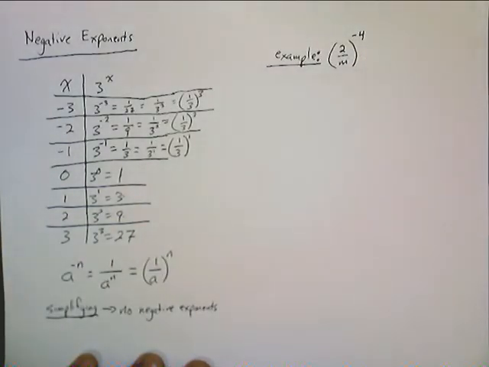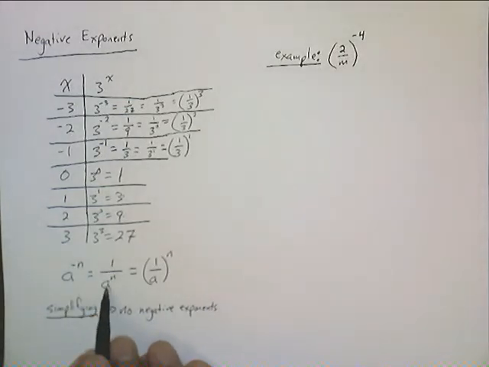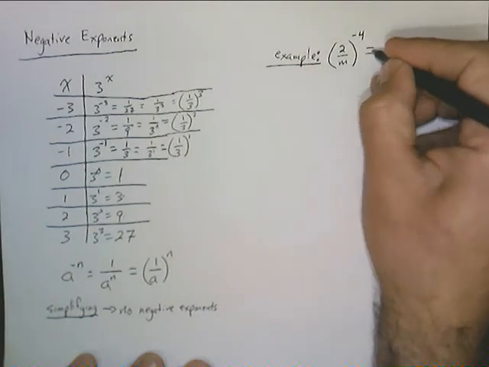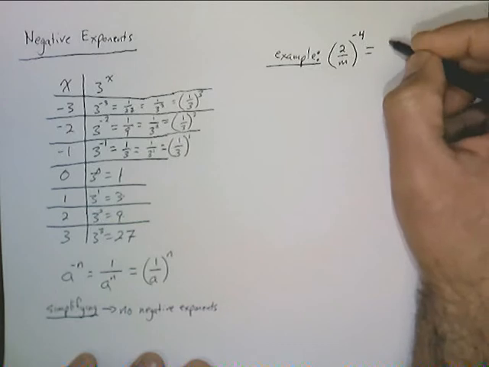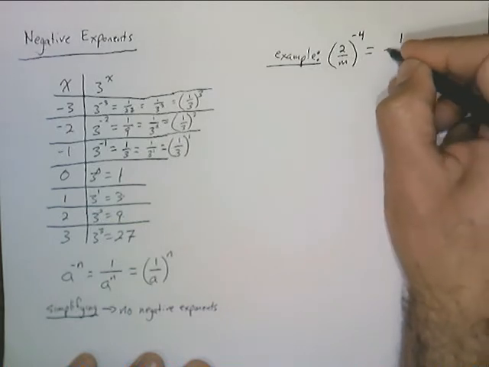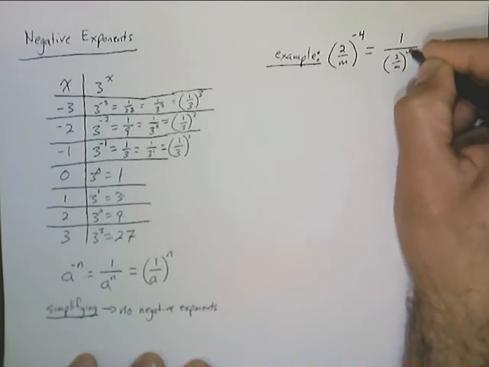We're going to think about this in a couple of different ways. First, by just applying this idea, that anything raised to the power of -n is equal to 1 over that thing raised to the power of +n. So here we go. We've got this thing in parentheses, raised to the power of -4. So that would be the same thing as 1 over that same thing in parentheses, raised to the power of +4.